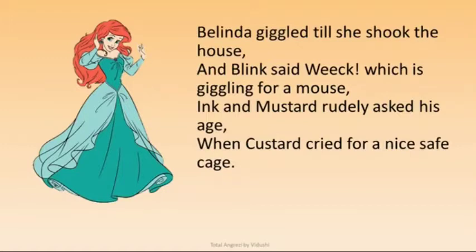So this is the continuation of the previous stanza, where the poet is showing the reaction of what they were doing. Belinda would giggle so hard that she shook the entire house. Blink said weak, which is a kind of sound that matches the giggling of a mouse. Ink and Mustard used to rudely ask Custard's age. They used to tease Custard like a baby whenever Custard cried for a nice safe cage.